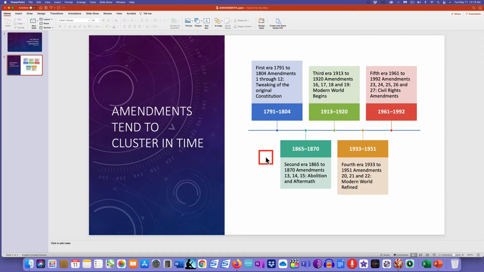Now, the next era was from 1865 to 1870, and it resulted in 3 amendments. Amendments 13, 14, and 15. These are the post-Civil War amendments. So they deal with abolition of slavery and its aftermath. 13th Amendment, of course, abolished slavery.